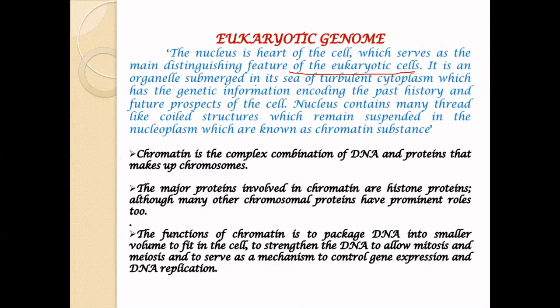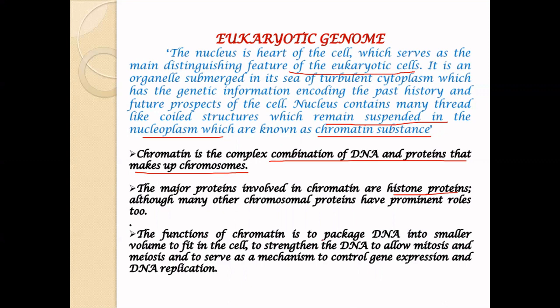The nucleus mainly contains the nucleolus and the thread-like coil structure, which remains suspended in the nucleoplasm, also known as the chromatin structure. Chromatin is a complex combination of DNA and protein that makes up the chromosome, which is a very important part, and we are going to discuss its structural part also. The major proteins of chromatin are the histone proteins. There are 5 histone proteins involved in the development of this chromatin structure.